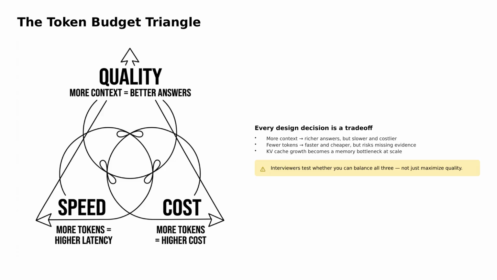This slide is about the token budget triangle. In practice, every design choice is a trade-off. If you give the model more context, you usually get richer, better grounded answers, but latency and cost go up. If you cut tokens, responses get faster and cheaper, but you may lose key evidence. And at scale, KV cache growth can become a real memory bottleneck. The goal isn't maximizing one side, it's balancing all three.